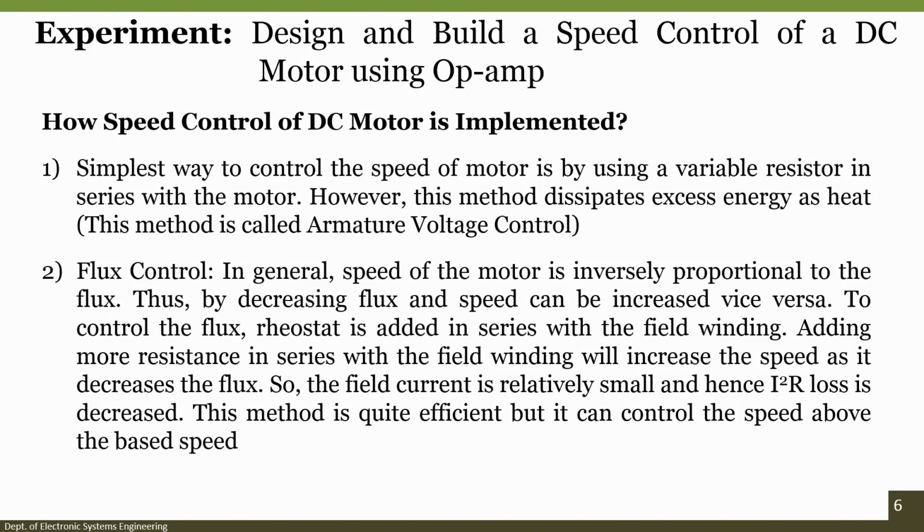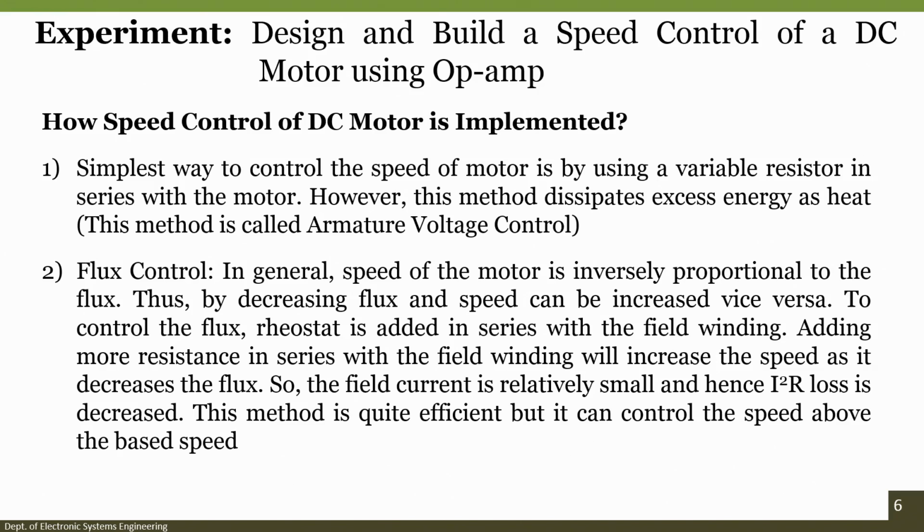But before that, let us understand the second way of controlling the speed, which is flux control. In flux control, the speed of the motor is inversely proportional to the flux. Thus, by decreasing the flux, the speed can be increased, and vice versa. If I decrease the speed, the flux can be increased. So it is a vice versa. To control the flux, a rheostat is added in series with the field winding.